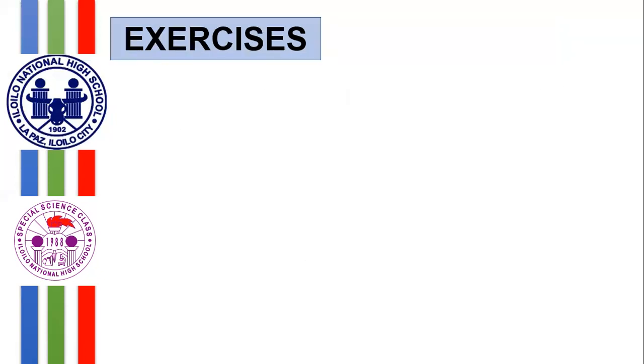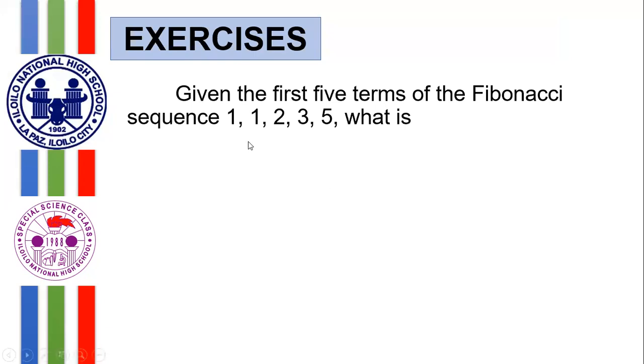Okay? So let's have this exercise. We have here so far the first 5 terms of your Fibonacci sequence. What is the sixth term? The sixth term will be the sum of the fourth and the fifth. So 3 plus 5, that would be 8. How about the seventh term? That will be the sum of the fifth and the sixth term. So 5 plus 8 will give you 13. How about the eighth term? That will be the sum of the sixth and the seventh term. So 8 plus 13, that's 21.